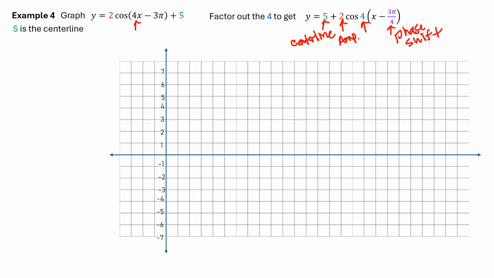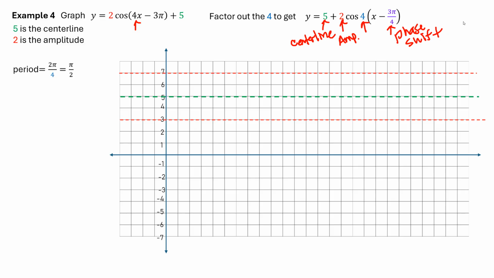So first of all, 5 is the center line. That means that this function doesn't have the x-axis going through the middle of it. It has the line y equals 5 going through the middle of it. Then you can see that 2 is the amplitude, and that just means that now you're going to go up from 5, up 2 spaces to 7, and down 2 spaces from 5 down to 3.